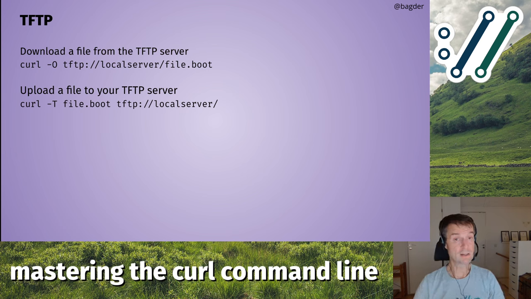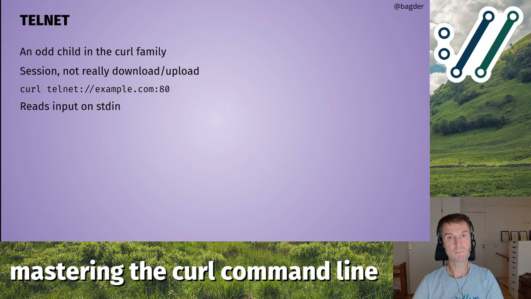As you can see on the command line, if you want to download something from the TFTP server, just specify it, or if you want to upload a file to the TFTP server, again with -T, there's the file, there's the server, there's the URL, upload, download. You see a pattern here, I hope.